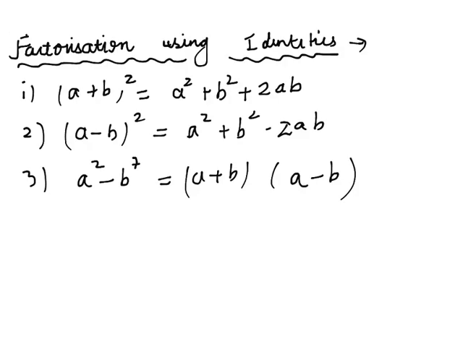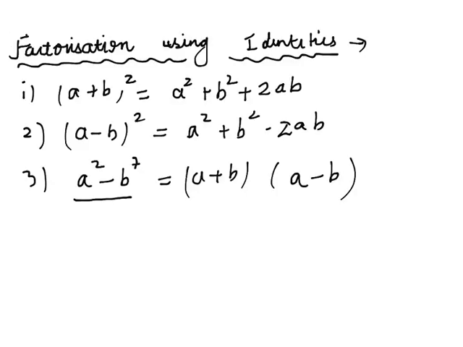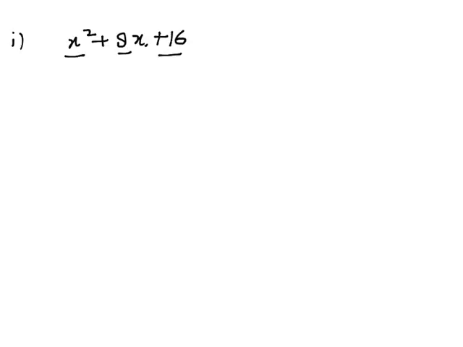First example, we have x square plus 8x plus 16. Now we will see which identity we will use. If we see, there are two terms in this third identity, but in our question we have three terms. So it cannot be a square minus b square. Next identity we have a square plus b square plus 2ab and a square plus b square minus 2ab. As all the signs are plus here, we will use the identity a plus b whole square.